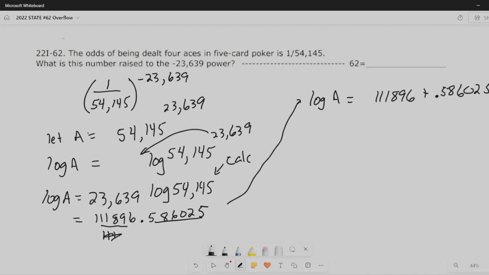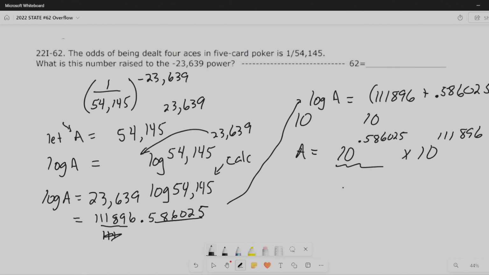Again, to get our A, because A is what we're searching for, now you undo the logarithm by raising 10 to that logarithm. In other words, doing the inverse function. And so the A pops out, what we're searching for. And again, common base multiplication, you add the exponents, we can reverse that. So we're going to get 10 raised to the 0.5866025 times 10 raised to the 111,896. And if this turns out to be a number between 1 and 10, we have a correct scientific notation, and we have a good answer for the calculator exam.